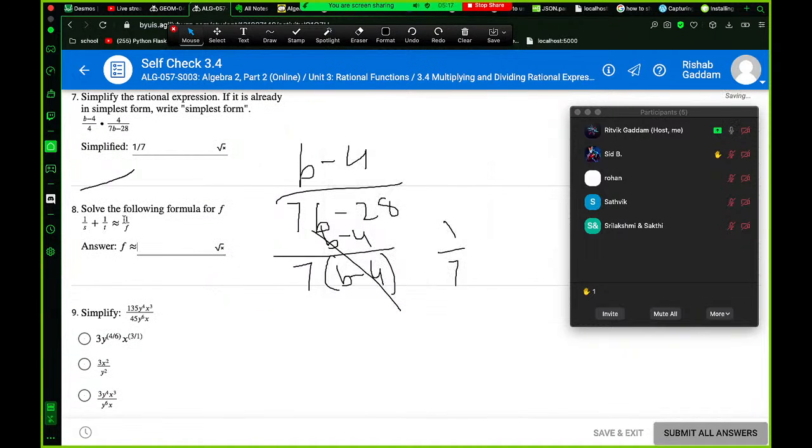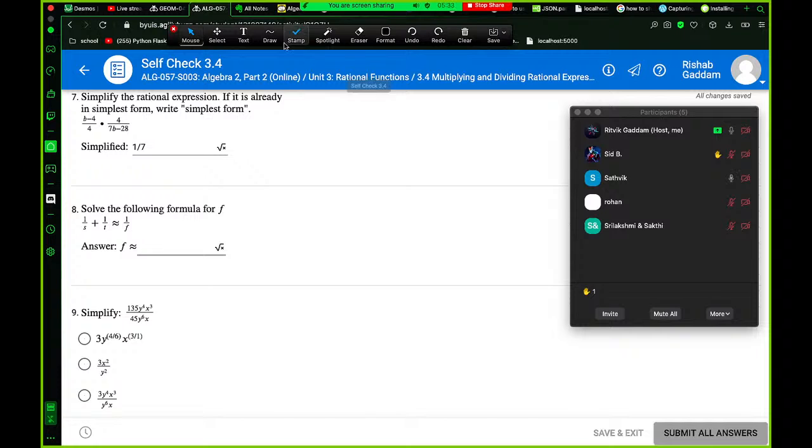And so this is asking to solve for f. So who wants to go for this one? Number 8. Saltic, how about you? Okay. I don't really get what to do here. Okay, so it's asking you to solve for f in this equation. Okay, so Siddharth, do you want to help him?